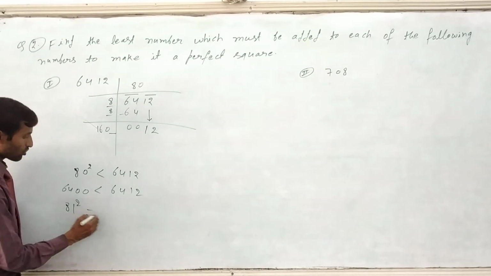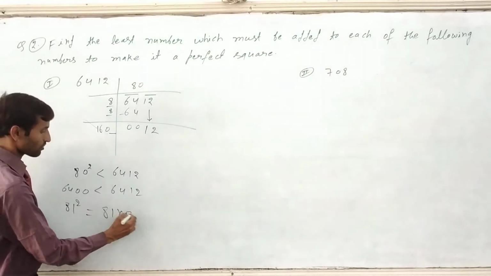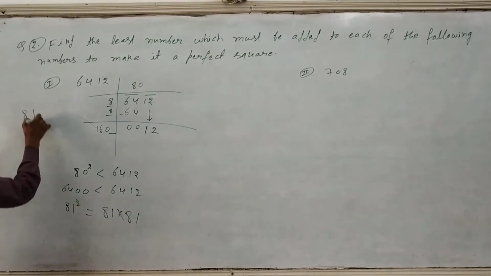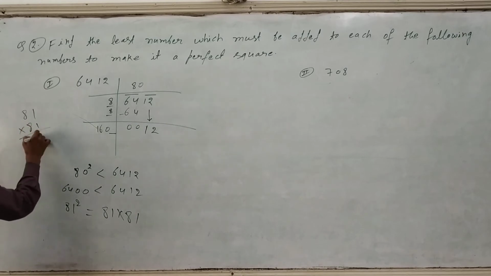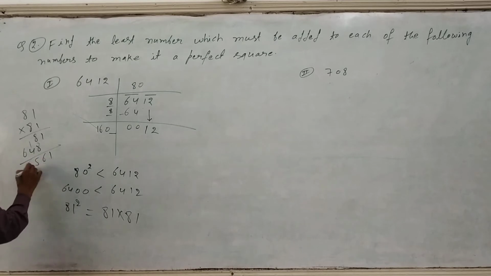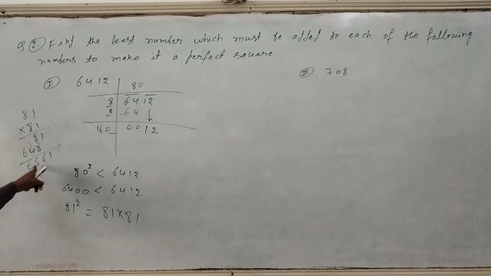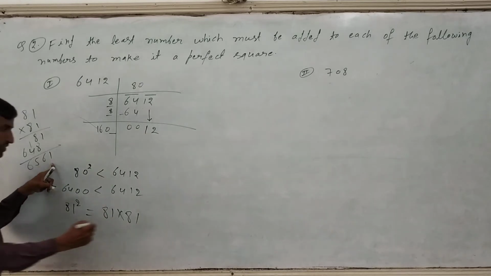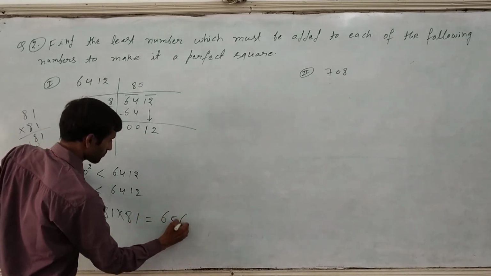How much will it come? So 81 into 81 we have to find first of all. 81 into 81. 81, and then 1 8s are 8... 8 8s are 64. So it is 1, and 8 plus 8 is 16, carry 1, 5, 6. So it is 6561 that will come.